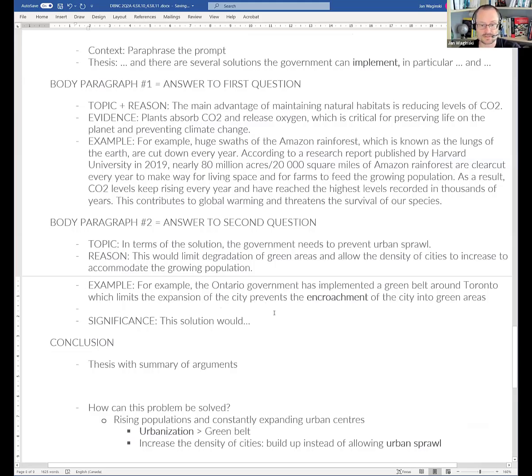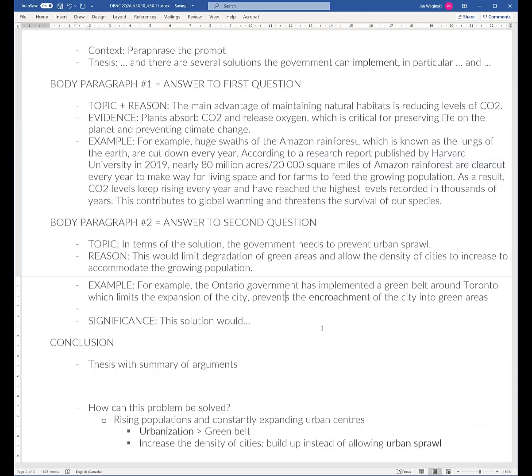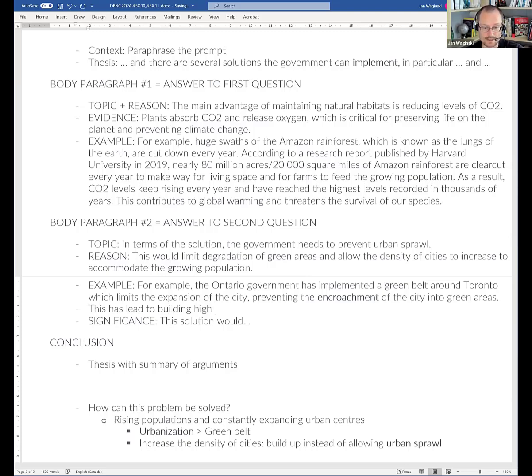Toronto, which limits the expansion of the city and prevents encroachment of the city into green areas. And what does this cause developers to do? So this has led to building in a vertical way. Building, let's just say building high rises.